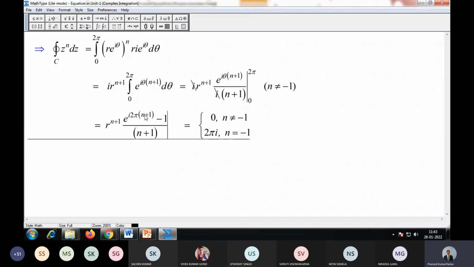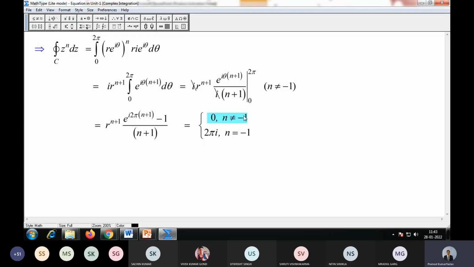When n is not equal to minus 1, the integral is 0. If n is 0, then 2 pi I theta. You all know the value of this one: cos 2 pi plus I sin 2 pi. Cos 2 pi means 1, so 1 minus 1 is 0. So whatever the value of n, except n equal to minus 1, the value of this term will come 1, so 1 minus 1 will come 0. So the value of this integration will come 0 when n is not equal to minus 1.